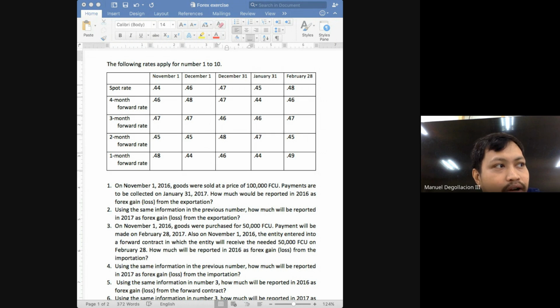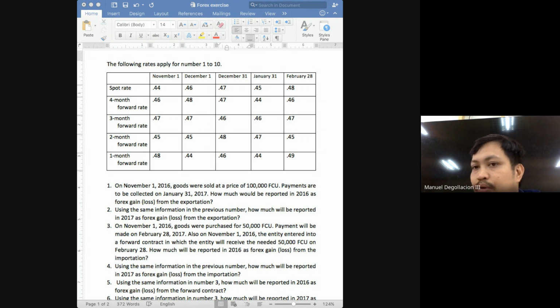If you can recall your past lesson, class, what are your items of other comprehensive income? You've been told to memorize the items of other comprehensive income. And one of the items of your other comprehensive income would be your Forex gain or losses from cash flow hedge, class, if you can recall. So Forex gain or loss from cash flow hedge will go to your OCI. All other Forex gain or loss, class, will go to your profit or loss.